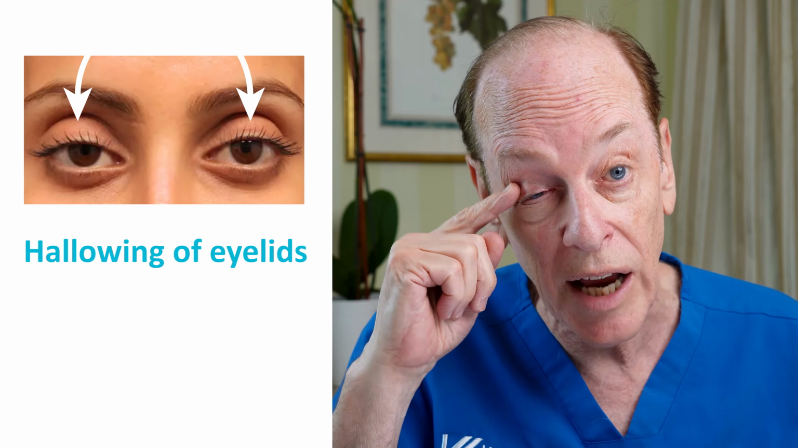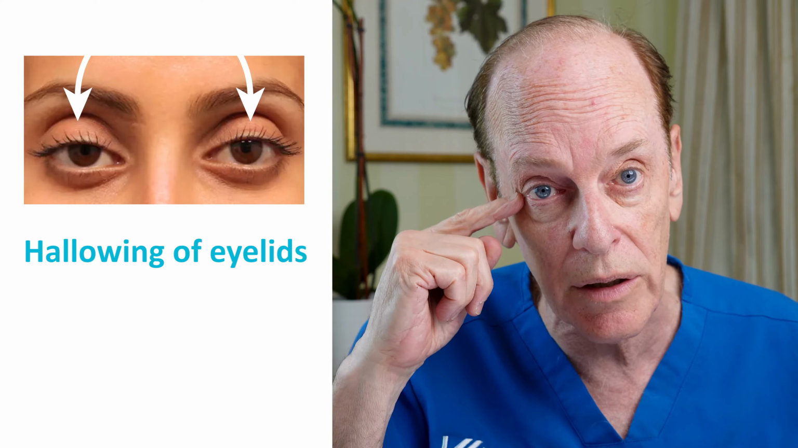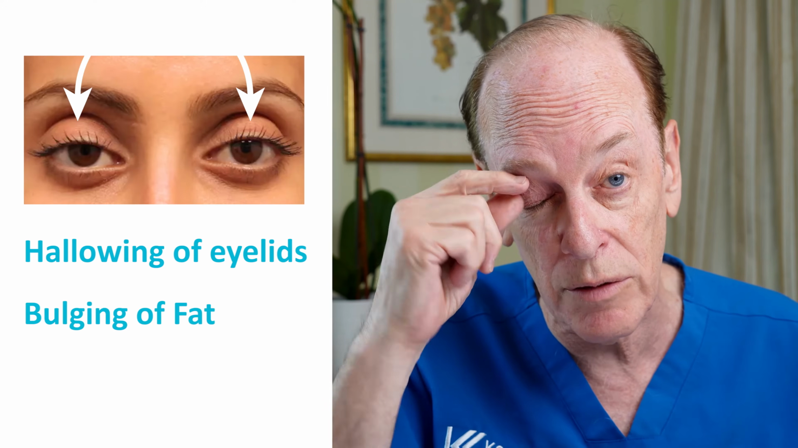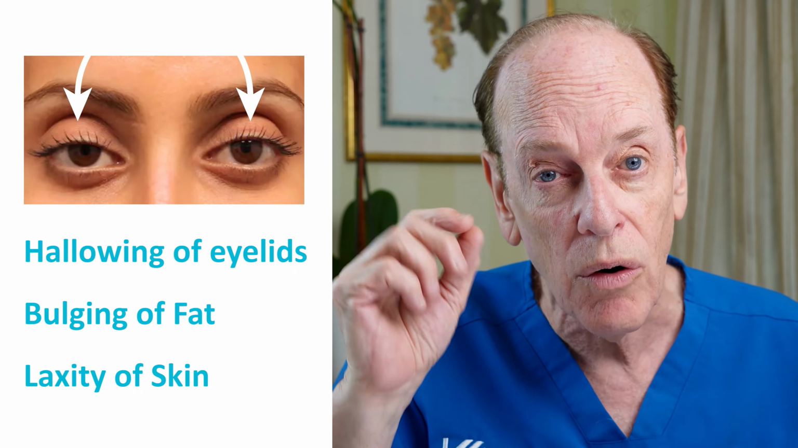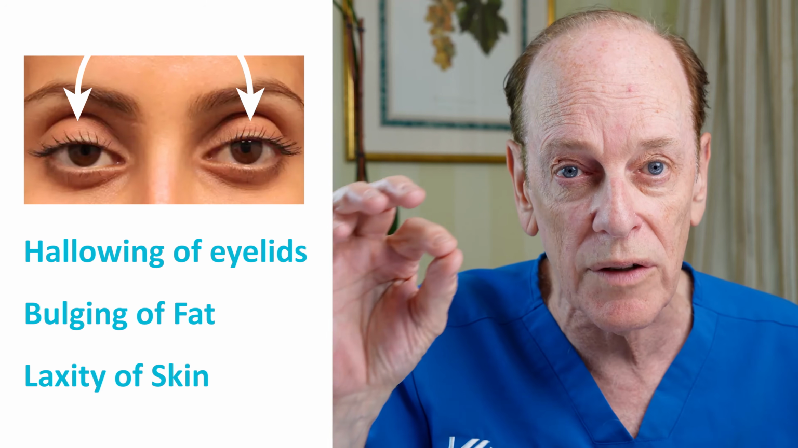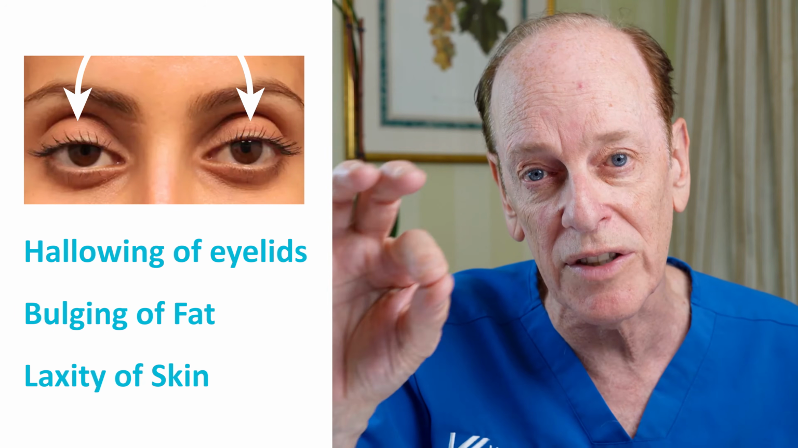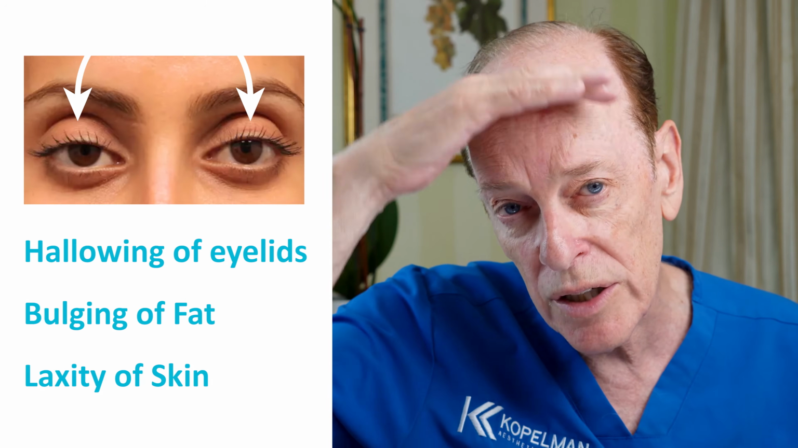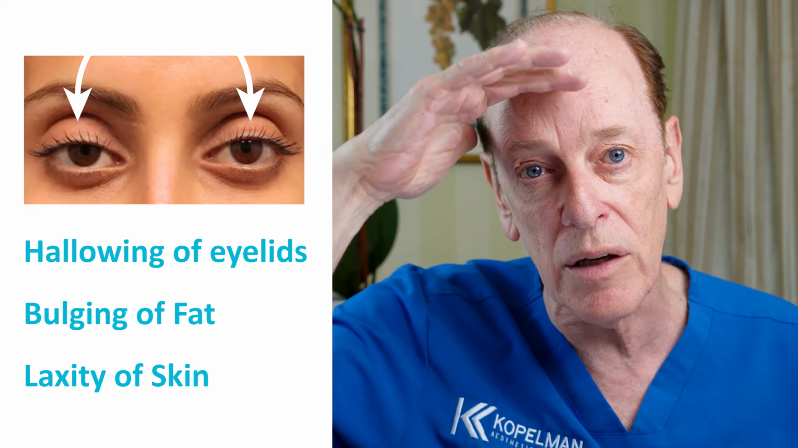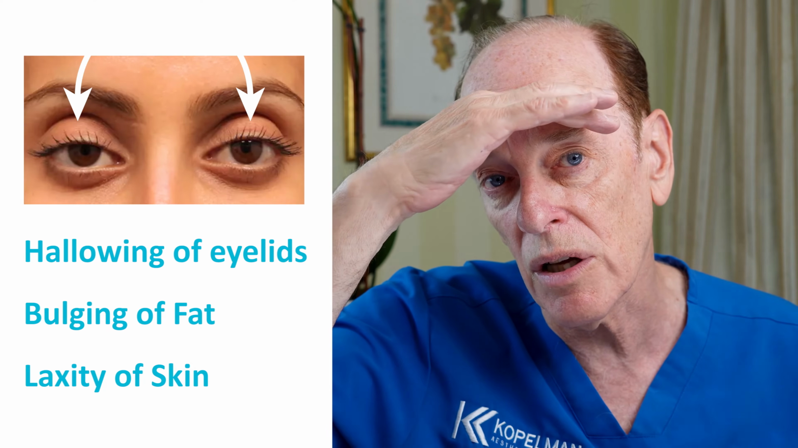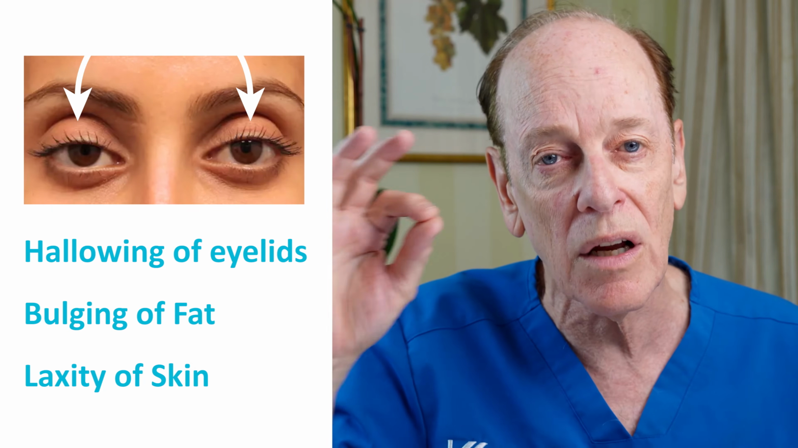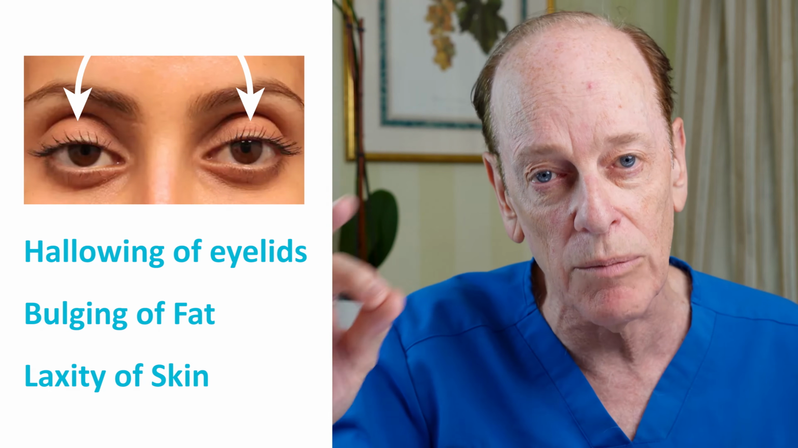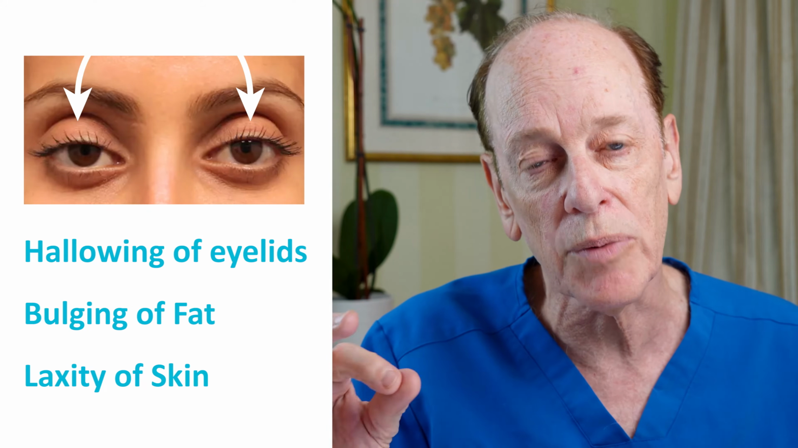Now, the upper eyelid itself may have some hollowing, creating a deep sulcus of the upper eyelid. There may be bulging of fat. There may be laxity of skin. All those things, of course, are relevant to the eyelid itself, but the adjacent structures all have an impact on the upper eyelid itself. So we need to keep that in mind when we're evaluating the upper lid.